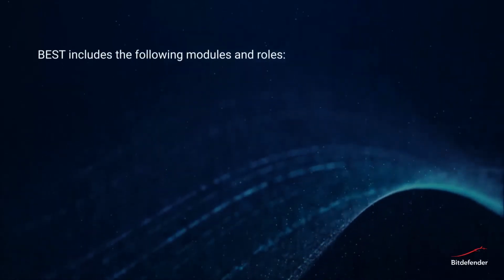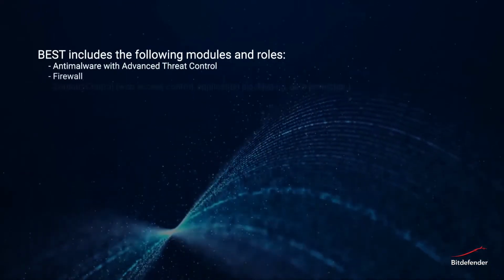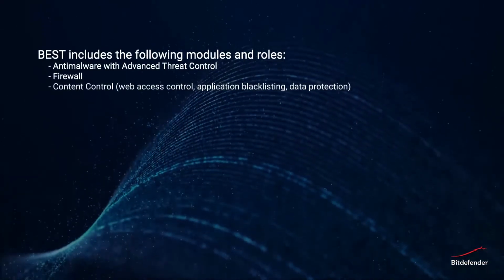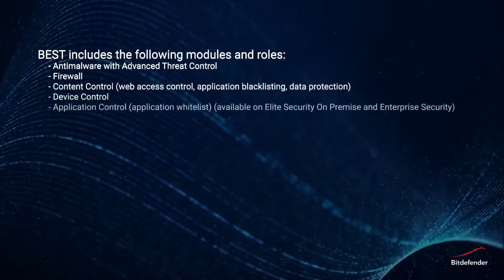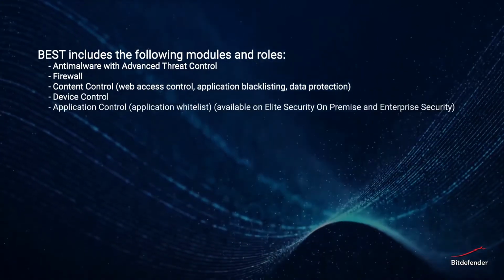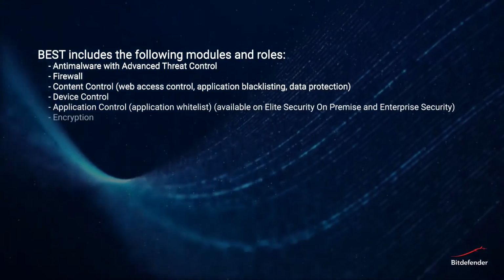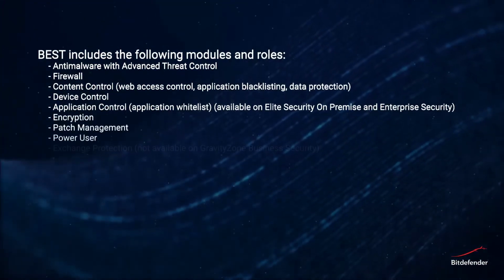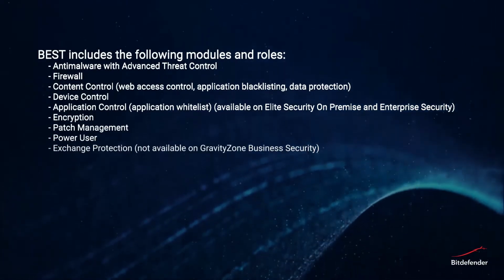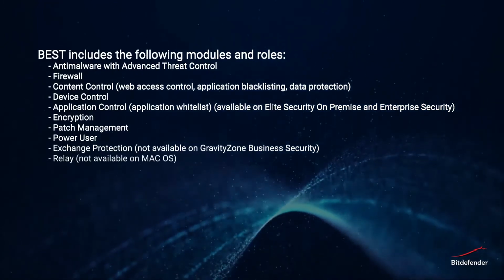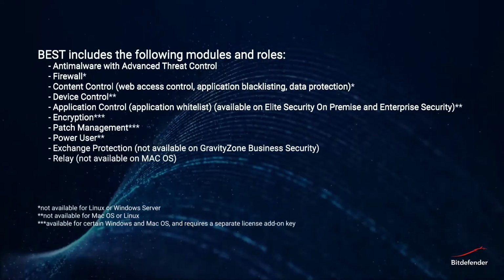BEST includes the following modules and roles. Anti-malware with advanced threat control. Firewall. Content control, such as web access control, application blacklisting, and data protection. Device control. Application control, such as application whitelist, but this is only available on on-premise Elite Security and Enterprise Security. Encryption. Patch management. Power user. Exchange protection, which is available on all of our packages except Gravity Zone Business Security. And Relay, which is not yet available on Mac OS. Please note that some of our products aren't available on all operating systems.